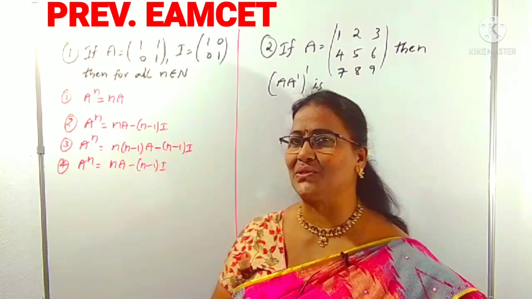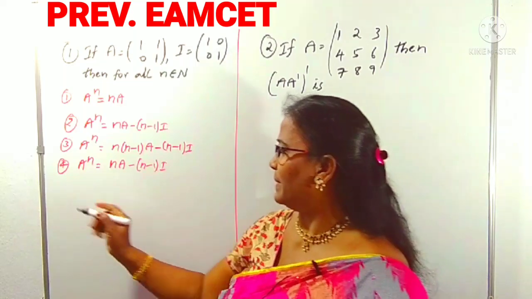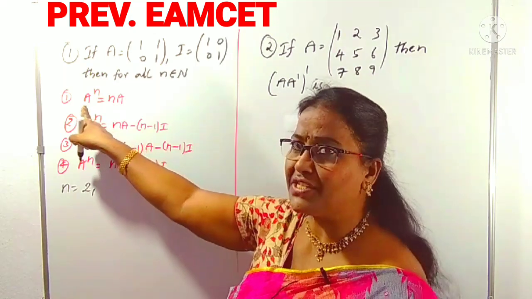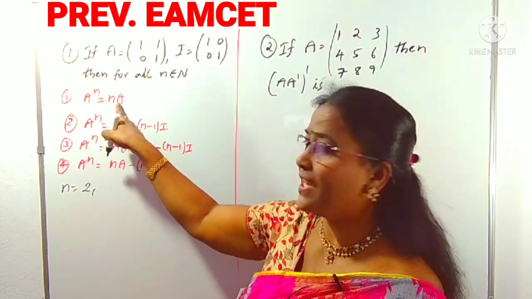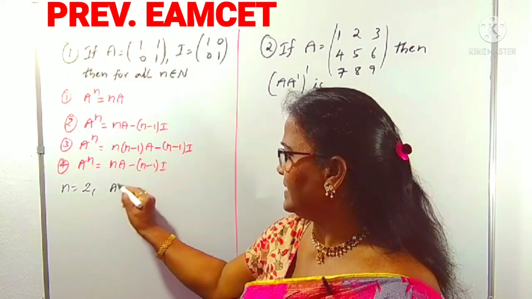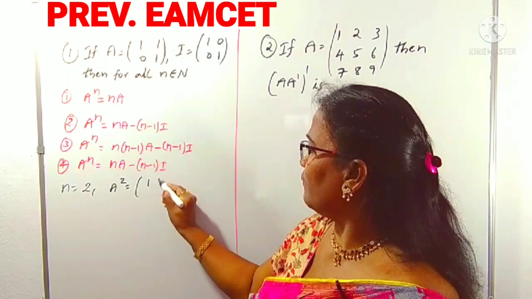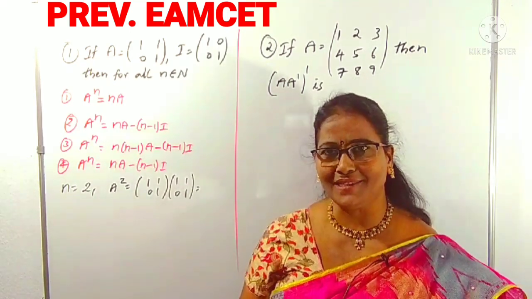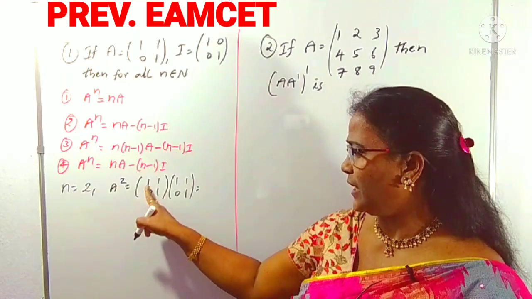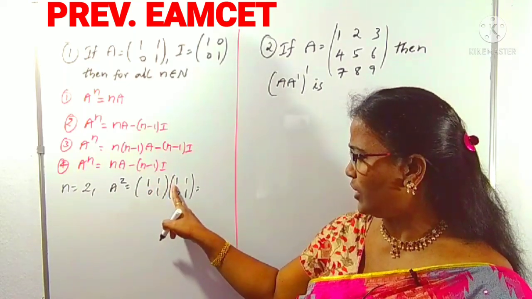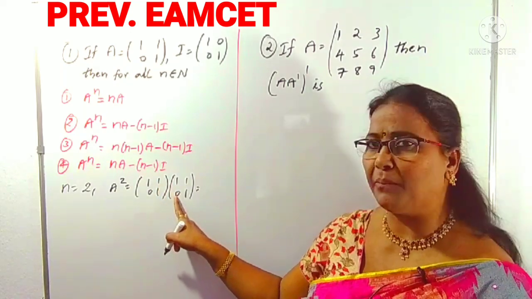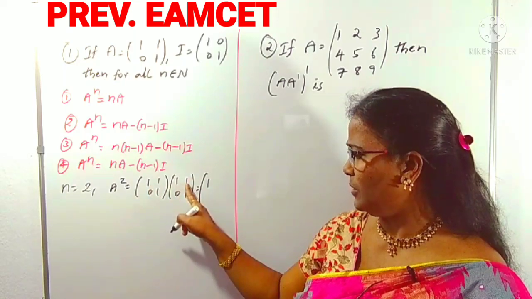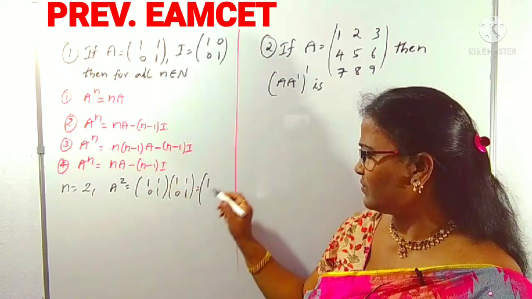Now we can choose n is equal to 2. By taking n is equal to 2, you have to check A square. Suppose the first option is A square equal to 2A or not, we have to check it. A square means A into A, that is [[1,1],[0,1]] times [[1,1],[0,1]]. How do you find the product of matrices? Multiplication of matrices means row with column. 1 into 1 is 1 plus 1 into 0 is 0, so 1 plus 0 is 1. Same first row with the second column: 1 into 1 is 1 plus 1 into 1 is 1, so 1 plus 1 is 2.